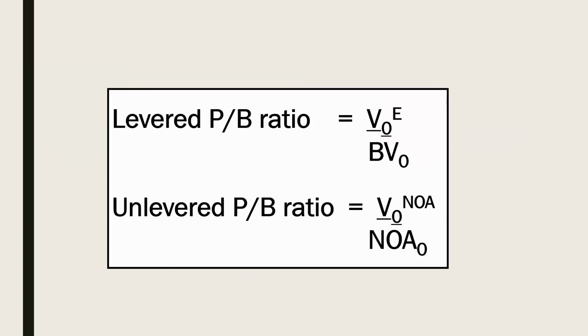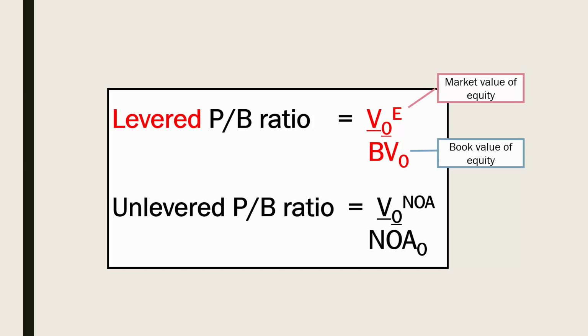We can express levered and unlevered price-to-book ratios as: levered price-to-book ratio equals market value of equity divided by book value of equity, and unlevered price-to-book ratio equals value of net operating assets divided by the book value of net operating assets.